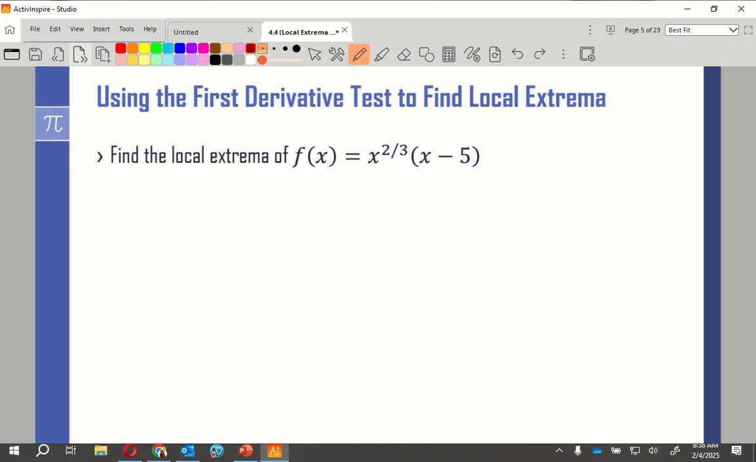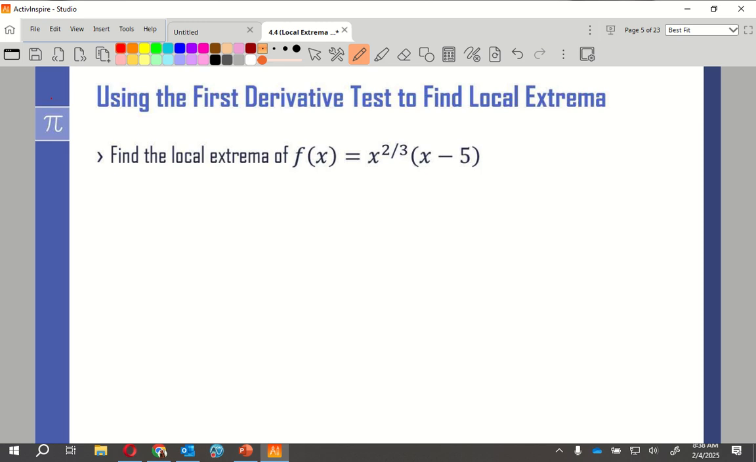Find the local extrema of this. All right, same steps. So start by finding the derivative, and I can use product rule, or I could just distribute. This one's a simple one. I could distribute this, right?